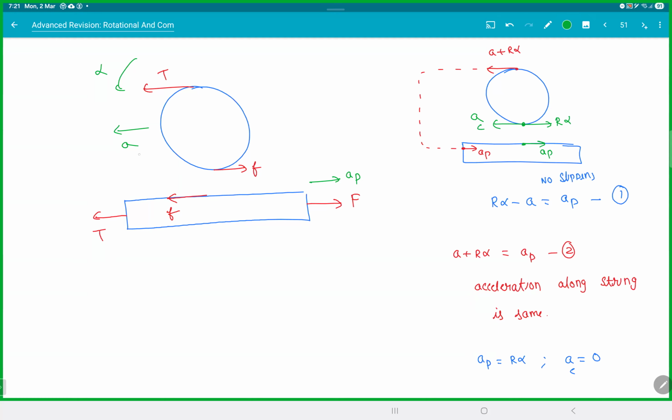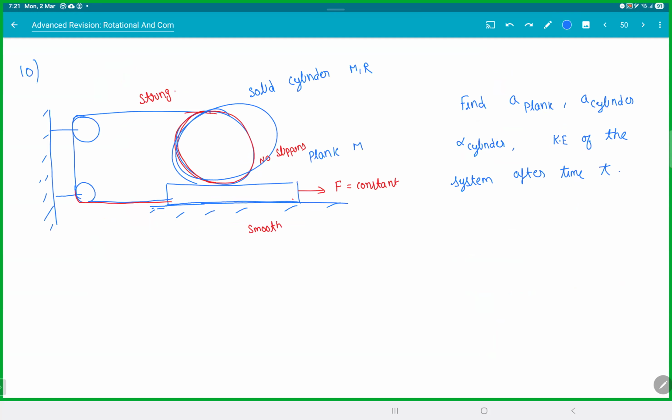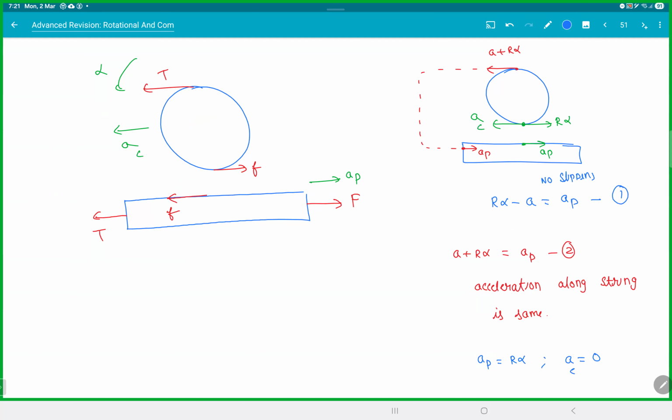So interestingly, this cylinder is not translating. It is at the same place. It is just rotating at the same place and leaving the string, and the plank is going away from the bottom. Making sense? That is your step 2.